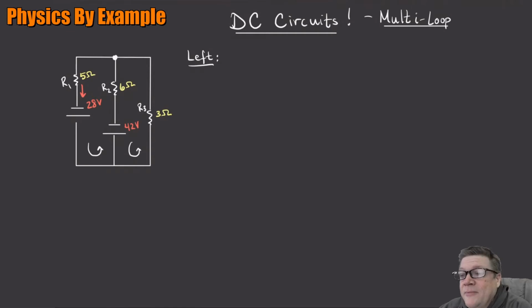For R2, I'm going to imagine that the current's going up like this. That's my prediction. And for R3, the current's going like that. So in particular, at this junction, I'm going to have a current going in like this, and like that, and like that. This is going to be I1.